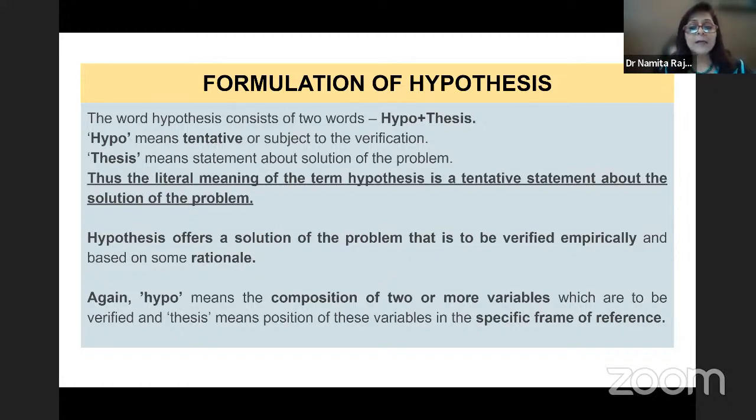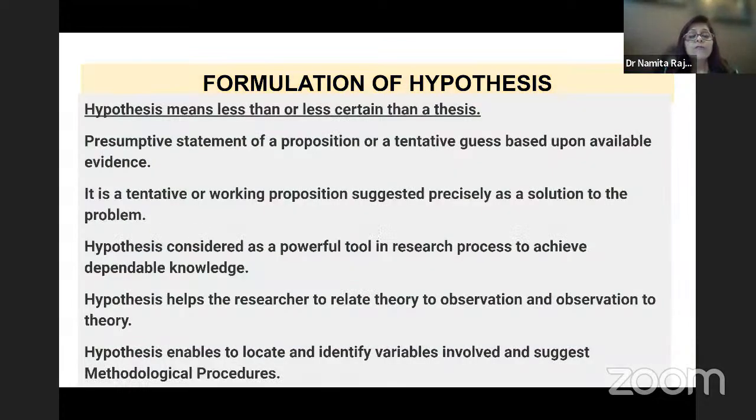So hypo means the composition of two or more variables which are to be verified, and the thesis means the position of these variables in the specific frame of reference. So, formulation of hypothesis. Hypothesis means less than or less certain than a thesis. It's a presumption. So, it is a presumptive statement of a proposition or a tentative guess based upon available evidences.